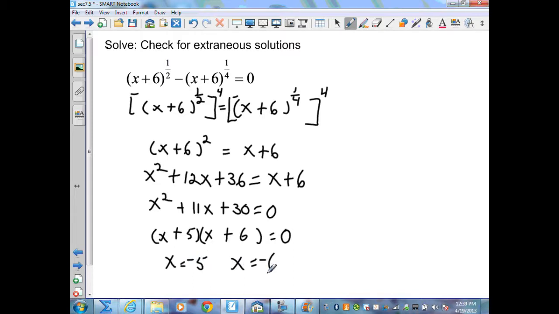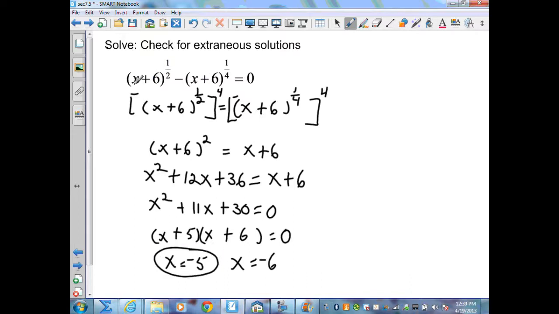Now I have to check for extraneous solutions. Let's use negative 5 first. Negative 5 plus 6 is 1. The square root of 1 is 1. And negative 5 plus 6 and the 4th root of 1 is 1. 1 minus 1 is 0. So that is a solution.